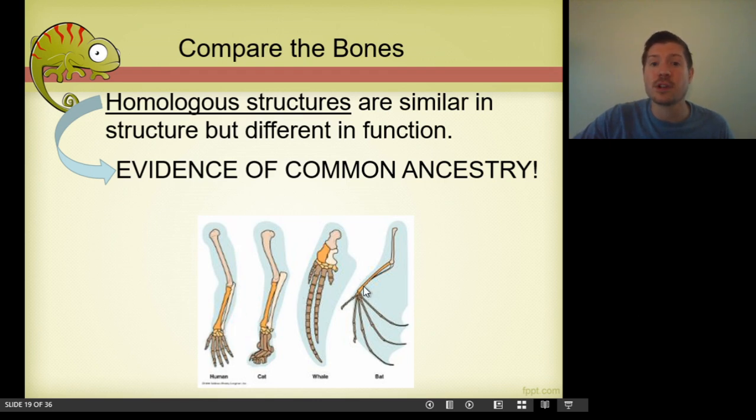So homologous structures are ones that are similar in structure. They have similar bones. They can be different in function, do a different job, but they are evidence of common ancestry because they got these structures from a common ancestor.